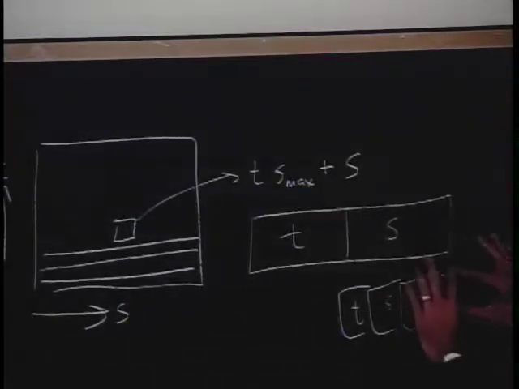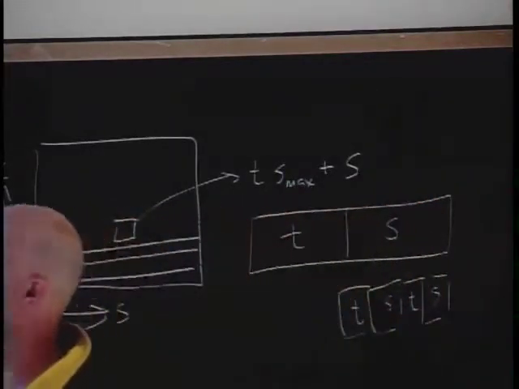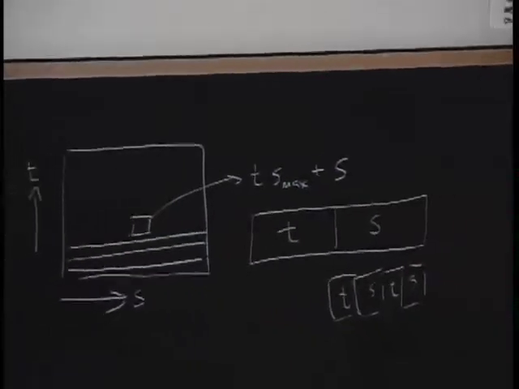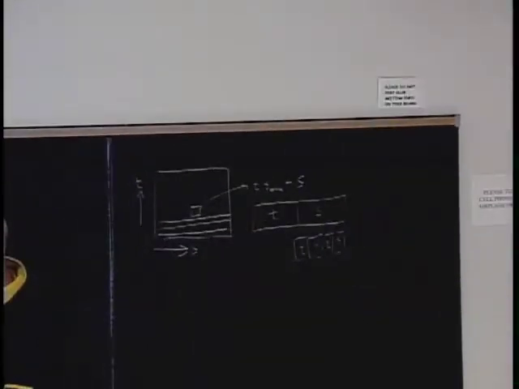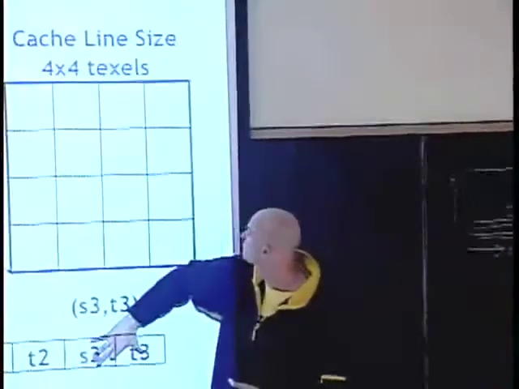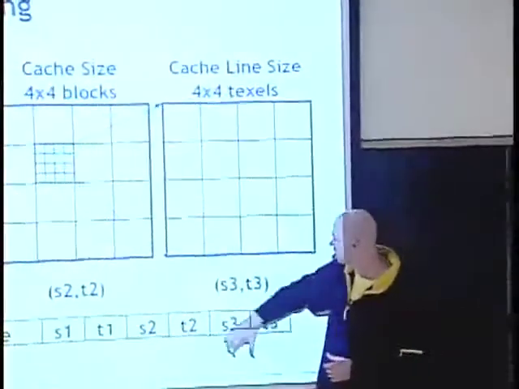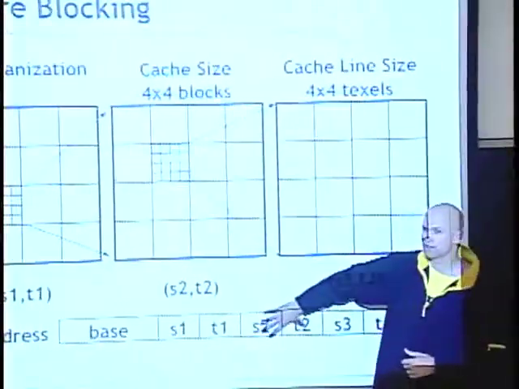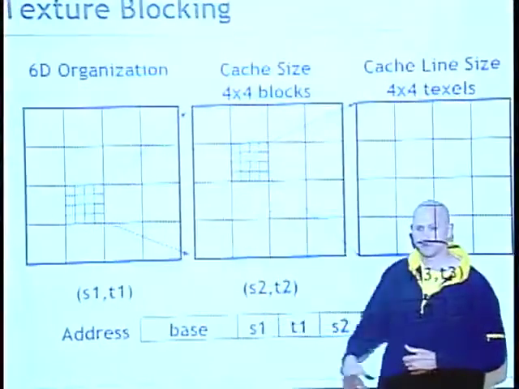Because these together are going to define a particular block. And these four together are going to define an entire cache size. So a series of blocks that's in our working set and so on. So this is sort of this texture blocking idea. It's a six-dimensional organization where this is your address within a cache block or cache line. This is your address within the cache, and then this is your global address.